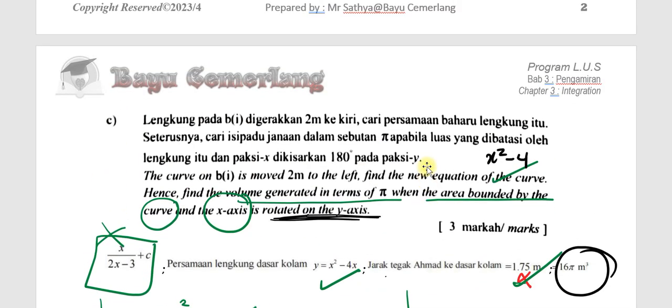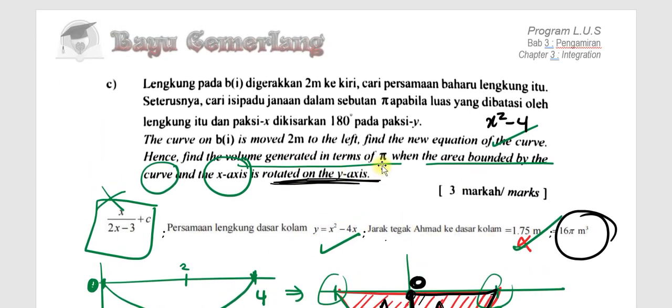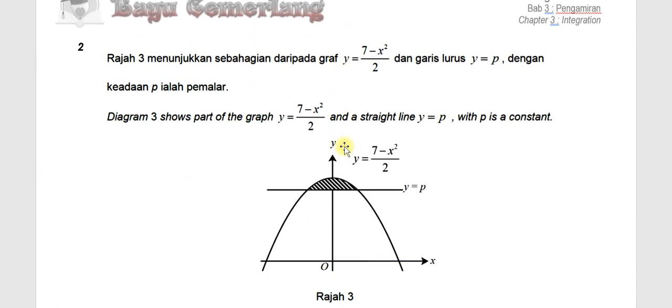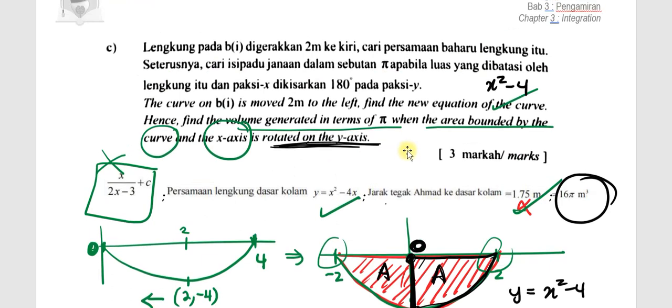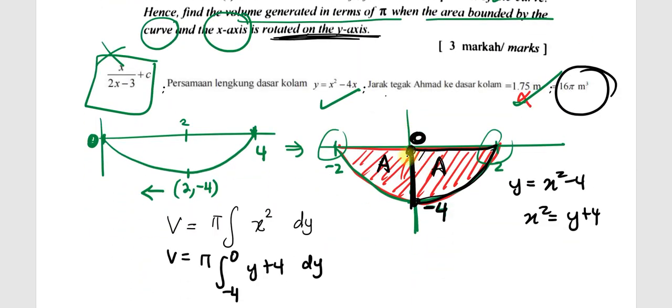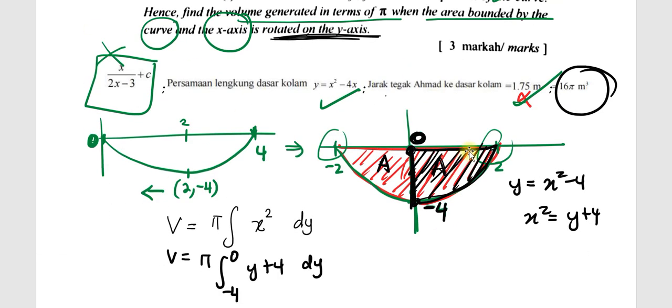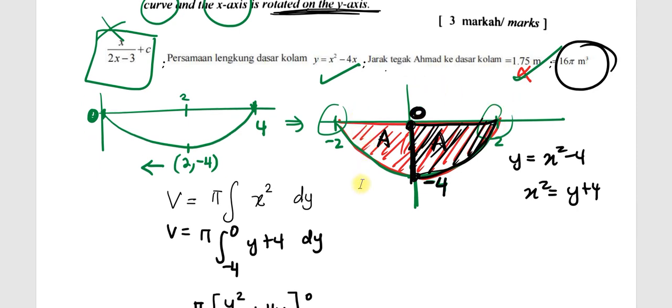It's really a good question, guys. Okay, right, let's proceed to question number 2. Okay, remember guys, you can only find the first half, like this. And this is symmetrical, so we multiply it by 2. Don't think you get 8 pi for the whole thing, that's your mistake. You just get one part only, and then the other part you just multiply by 2.